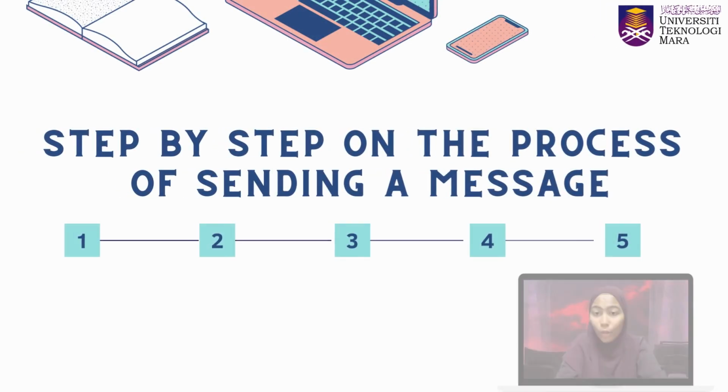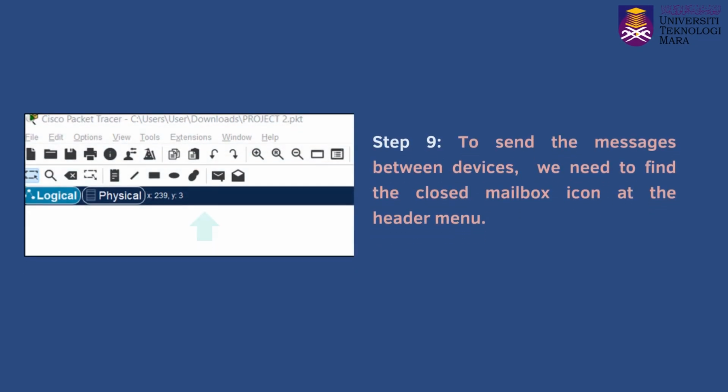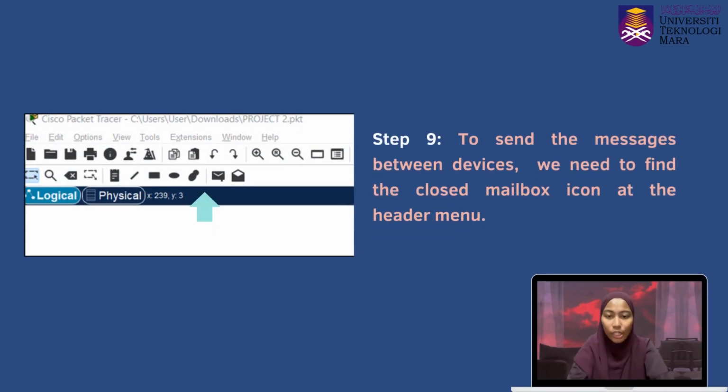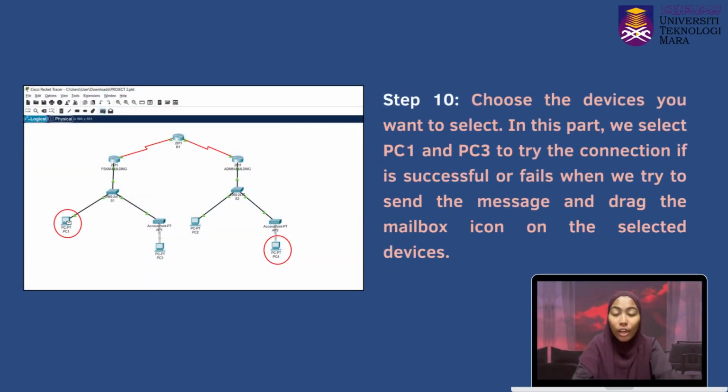On the next part, I will be presenting the step by step process of sending a message. Step 9, to send the message between devices, we need to find the closed mailbox icon at the hidden menu. Next, step 10. On this step, choose the devices you want to select. In this part, we select PC1 and PC3 to try the connection if it's successful or fails when we try to send the message and drag the mailbox icon on the selected devices.